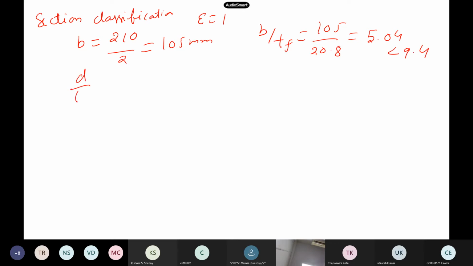Then the depth of the web also you have to check. This is the depth of the web by thickness of the web, 12. So this is 43.2. So this is also less than 84. Now what type of section is it? It is a plastic section.